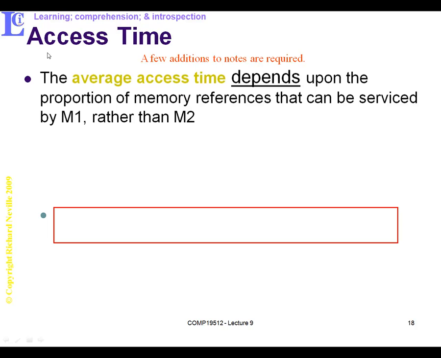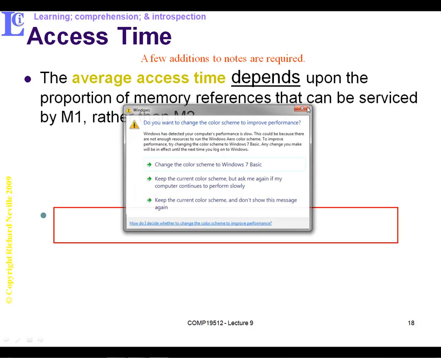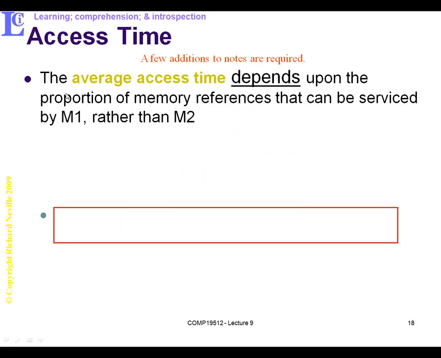So let's get a figure for this access time. We're going to call it the average access time, which is dependent on M1 and M2. And in fact, it's dependent on the proportion of time that we reference data in M1, the data's already in M1, as opposed to going to M2. So let's read out this sentence because it's probably quite important. So, the average access time depends upon the portion of memory references that can be serviced by M1, that actually means they're in M1, rather than M2.